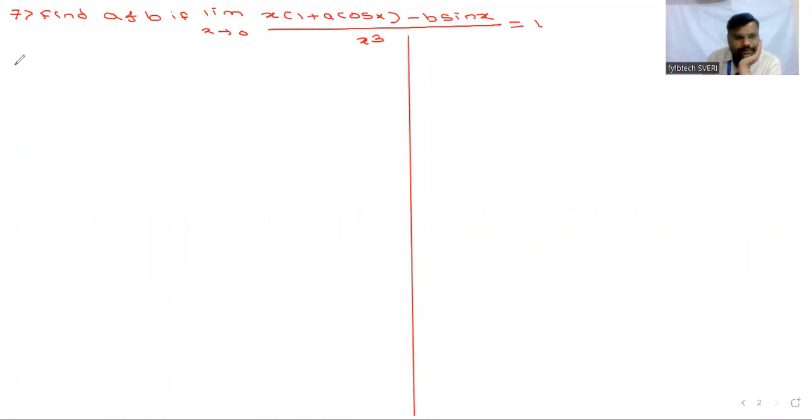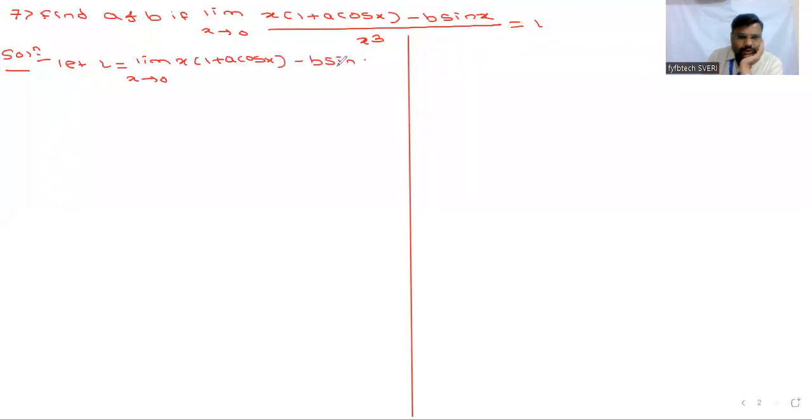So the example is the same. Let L be equal to limit x tends to 0 of (x times (1 + a cos x) − b sin x) divided by x cube. When you put x equal to 0, what do you get? This is 0 by 0 form. So we use L'Hospital rule.